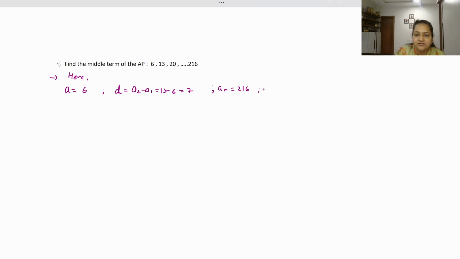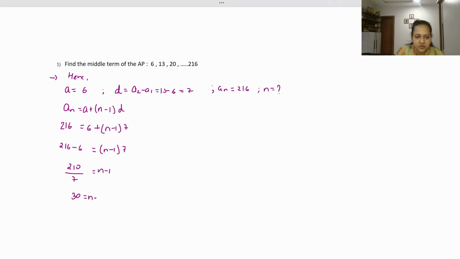Total terms means we are first going to find n. So we'll use the formula an is equal to a plus n minus 1 times d. We know an is 216. A is 6. N is unknown and D is 7. When 6 is transposed to the other side it will be minus 6. N minus 1 times 7 equals 210. Multiplication comes down and becomes division. So we have 30 is n minus 1. 30 plus 1 is n. So there are a total of 31 terms. How many terms? 31 terms.